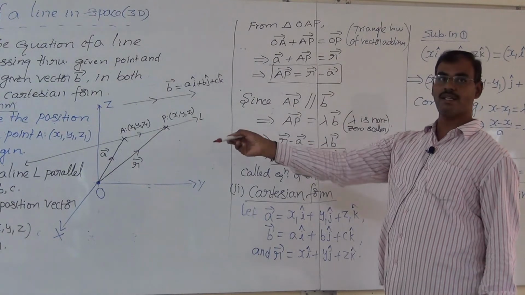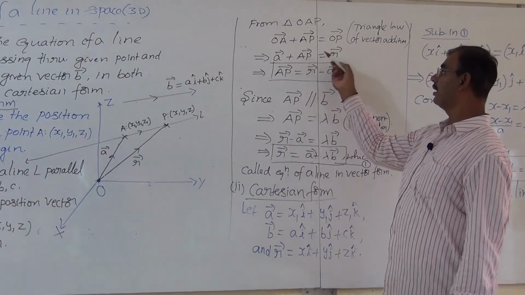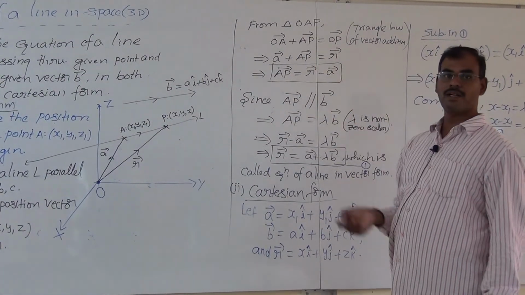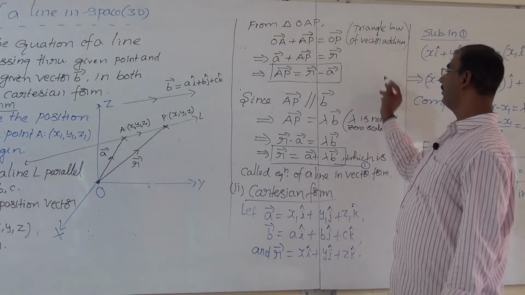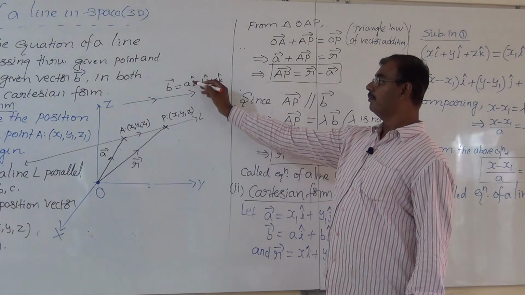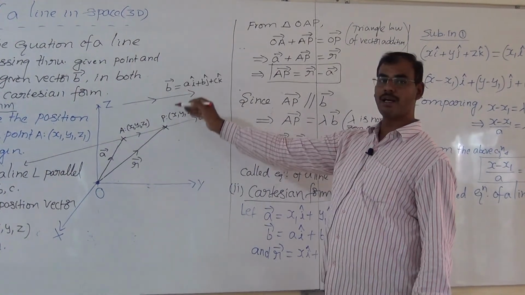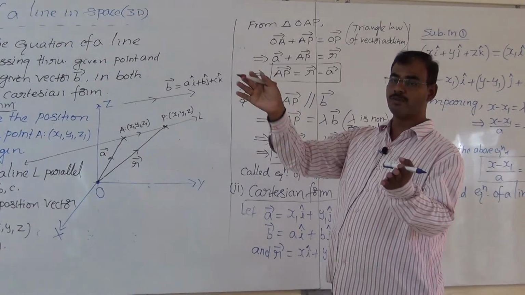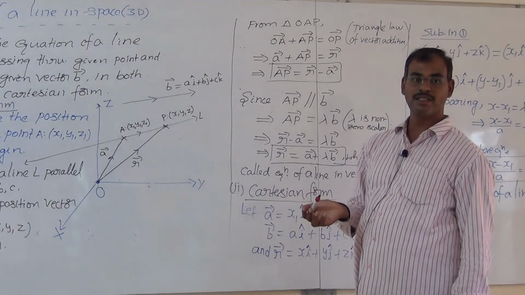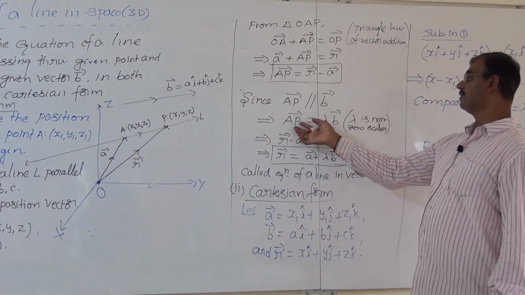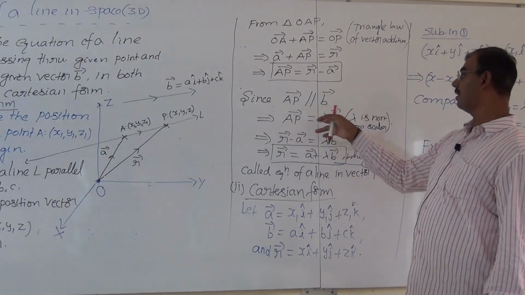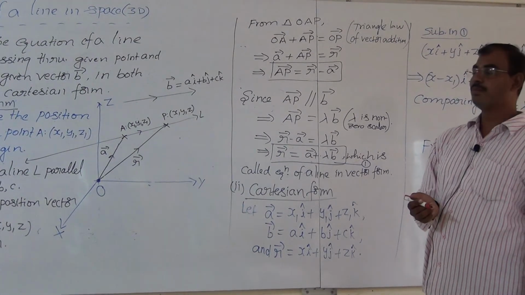Substitute OA vector equal to A vector, AP vector as it is, and OP vector equal to R vector. I need to find AP vector, which is R vector minus A vector. And one more condition he has given: the line and the vector are parallel. Parallel means collinear. If two vectors are parallel, what is the condition? Both differ by a constant. So AP vector is equal to lambda times B vector.